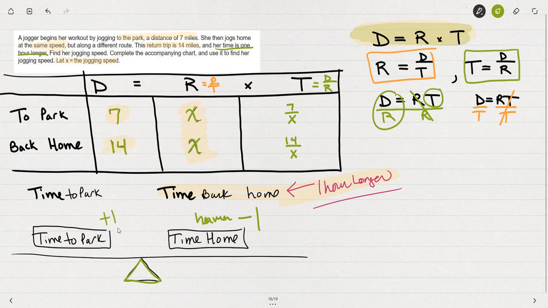Now what you don't want to do is both. Do either or. Either add 1 to the lesser amount, the time running to the park, or subtract 1 from the greater amount, and they'd be equal. Here's another way to see that.